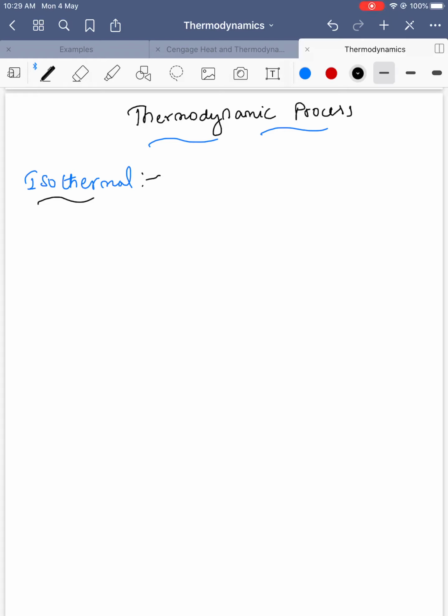Hi students, in the last video we had seen the thermodynamic processes isobaric and isochoric. In this class we are going to see isothermal. Isothermal is where temperature remains constant. If temperature remains constant, there is no constraint that pressure remains constant. W is equal to integral P dV.